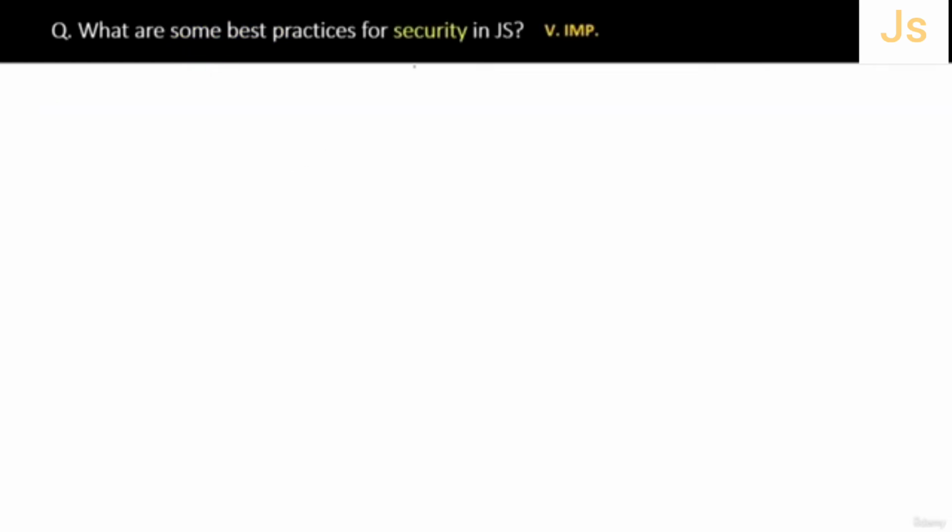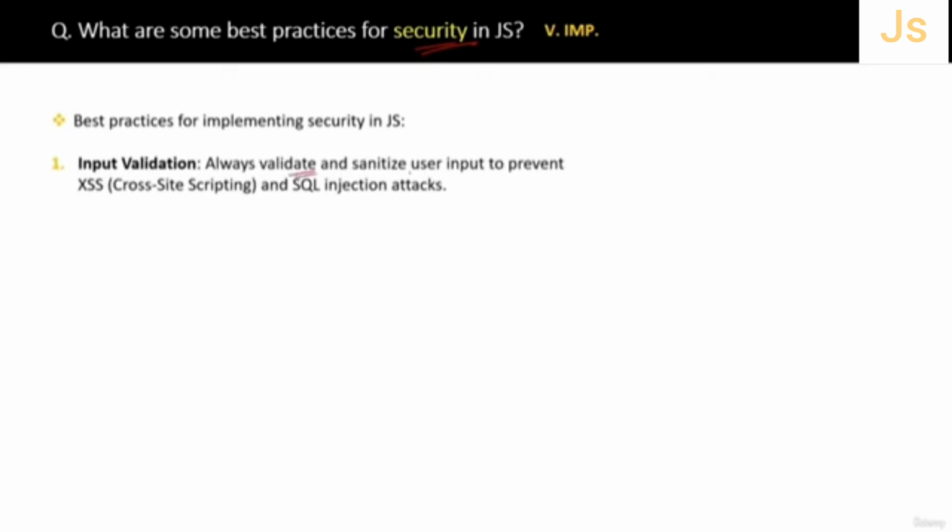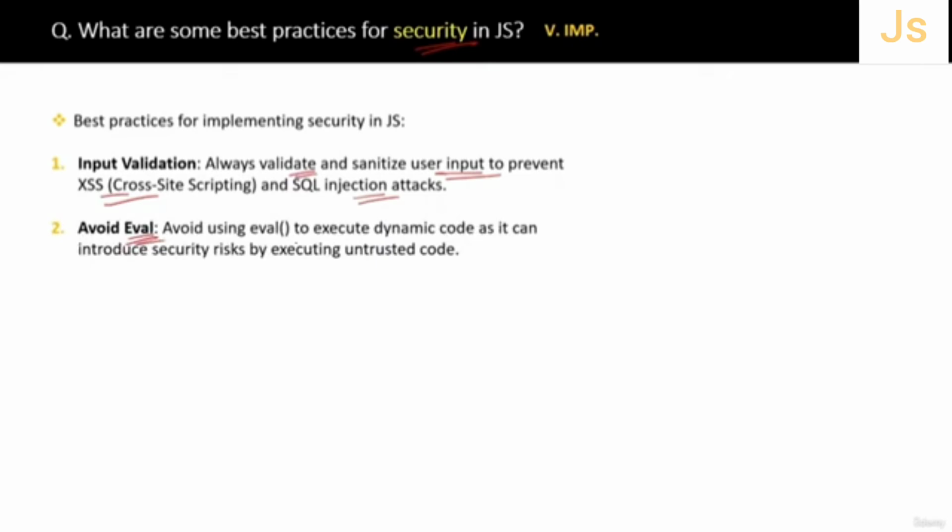What are some best practices for security in JavaScript? Here are best practices for implementing security in JavaScript. First is input validation. Always validate and sanitize user input to prevent XSS and SQL injection attacks. Do not let the user submit any invalid data. Validate the input first. The second practice is avoid the use of eval. Avoid using eval to execute dynamic code because it can introduce some security risk by executing untrusted code, right? Some string is converting into dynamic code, which can be dangerous, right?